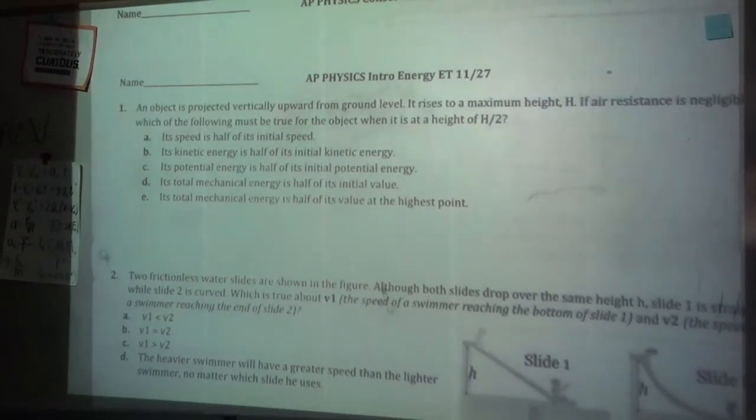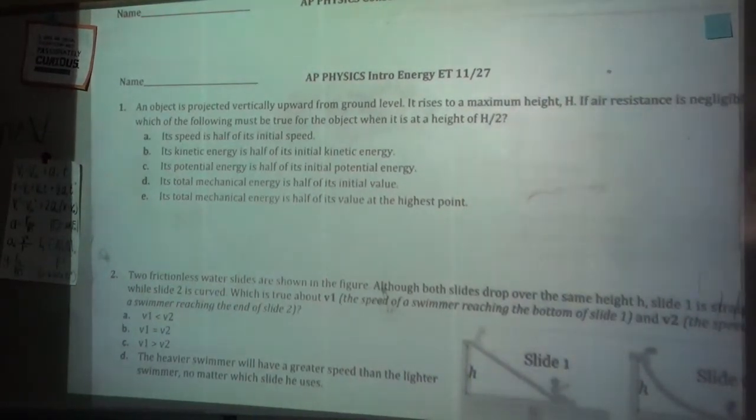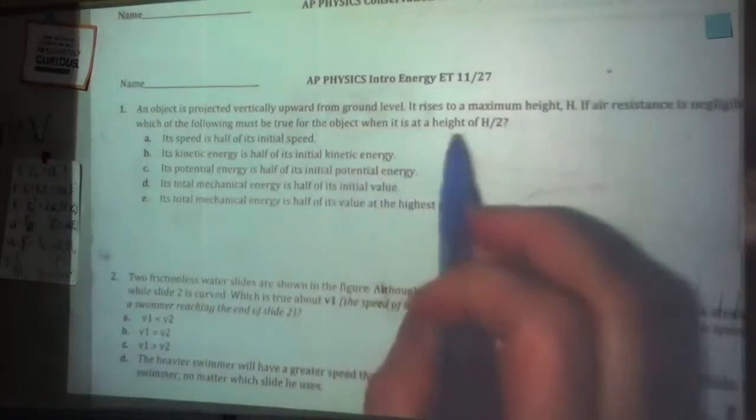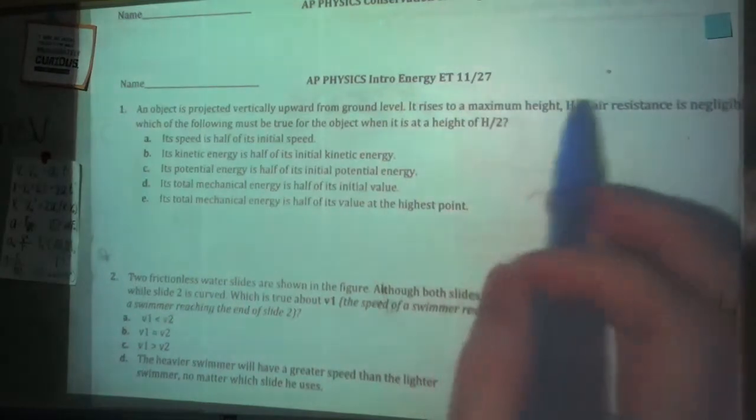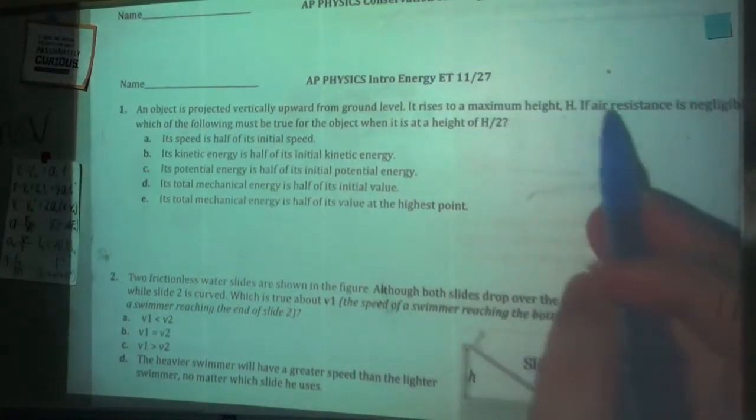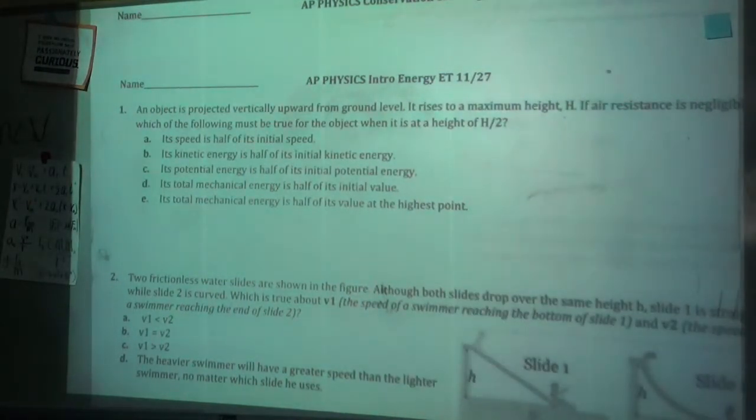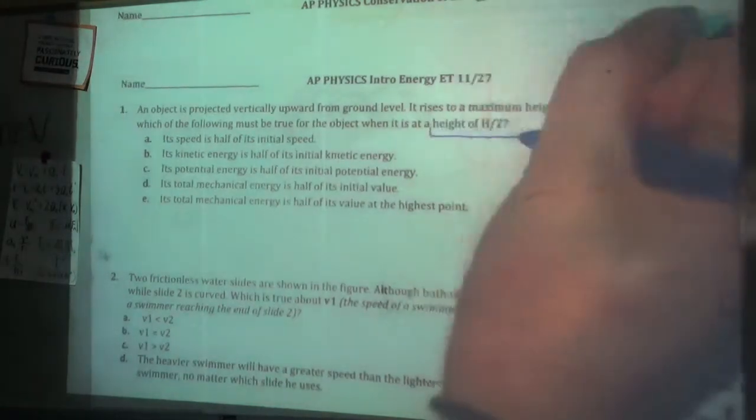Alright, so let's first start with yesterday's exit ticket. So we have an object that's projected vertically upward from ground level. It rises to a maximum height h. If air resistance is negligible, which of the following must be true when it is at a height of half of h?